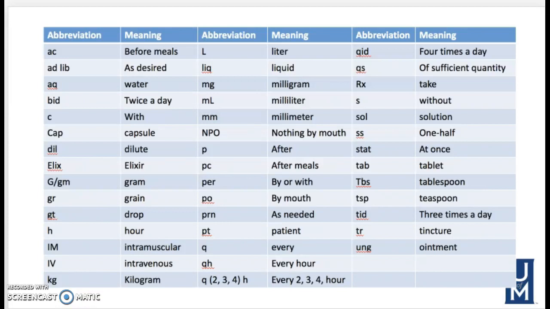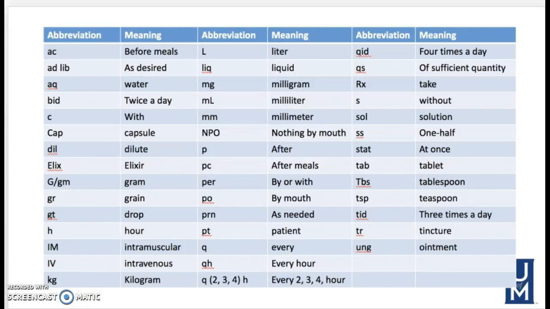H for hour. IM for intramuscular. IV for intravenous. kg for kilogram. A big L for liter. LIQ for liquid. Milligram is mg. ml, milliliter. NPO, nothing by mouth. P, after. PC, after meals. Per, or by or with is the meaning for that. PO, by mouth. This one's very common. PRN, as needed. PT, that's our patient.